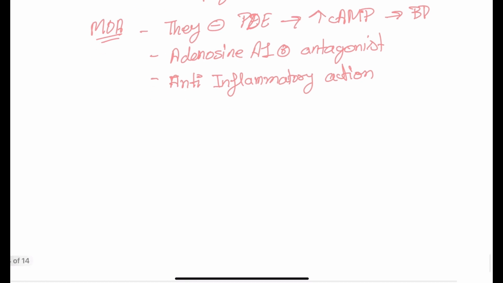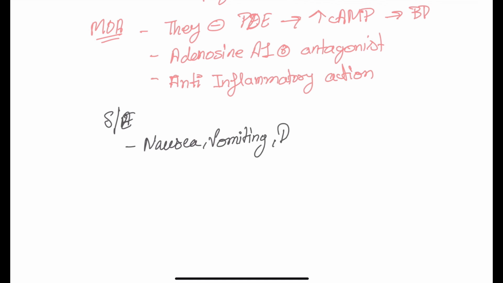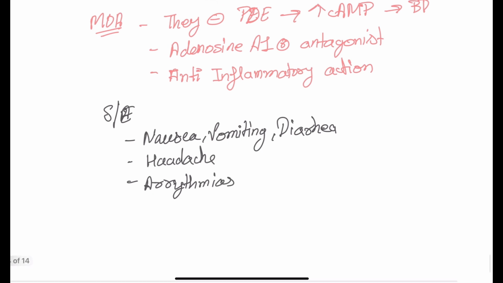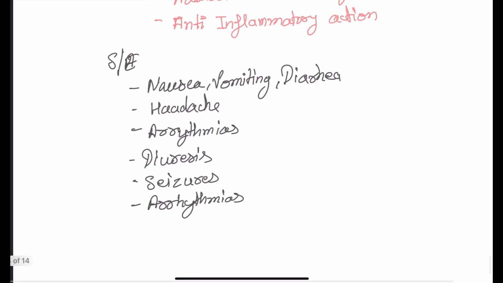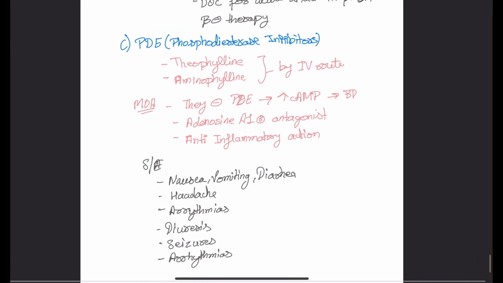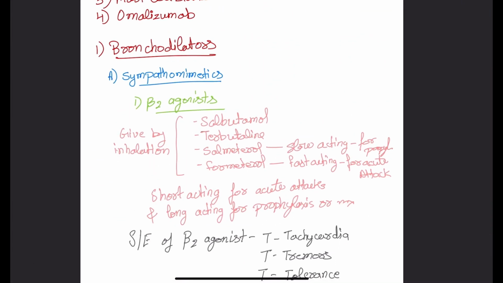So, anti-inflammatory action. Adverse effects of phosphodiesterase inhibitors are on the GIT: nausea, vomiting, diarrhea; CNS: headache; cardio: arrhythmias, because cAMP stimulates the heart, so this causes arrhythmias. Also diuresis, seizures, and arrhythmias due to adenosine A1 antagonism. The GIT effects, headache and arrhythmia are due to phosphodiesterase inhibition.